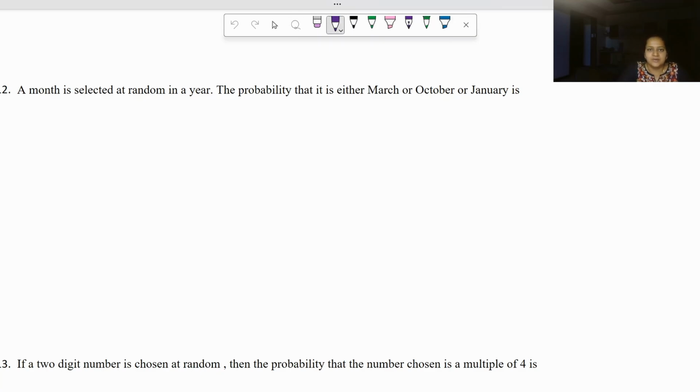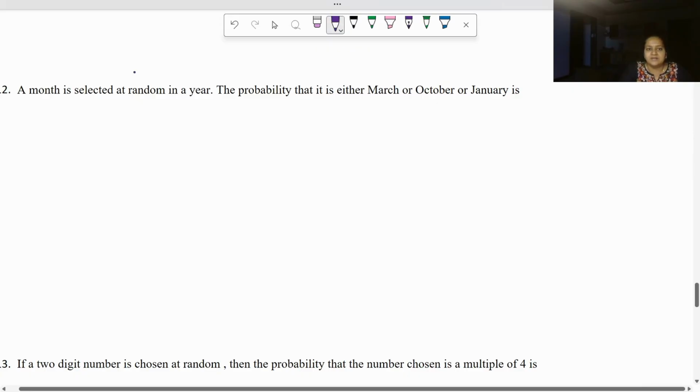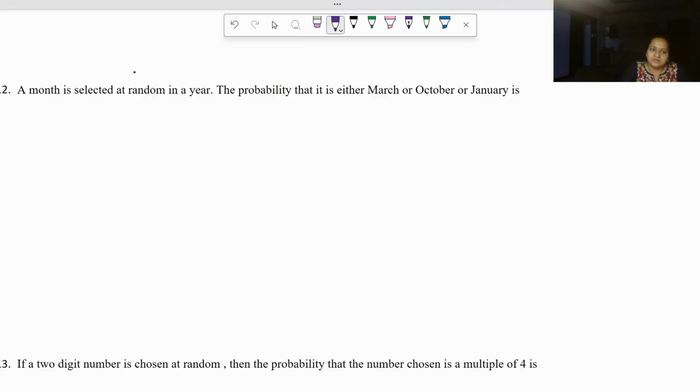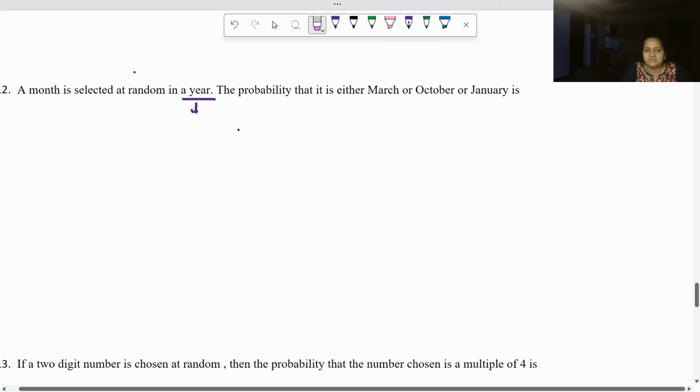The question reads, you might have read the question by now. A month is selected at random in a year. The probability that it is either March or October or January. How many months are there in a year? A year has 12 months. And we want to find the probability when it is either March.